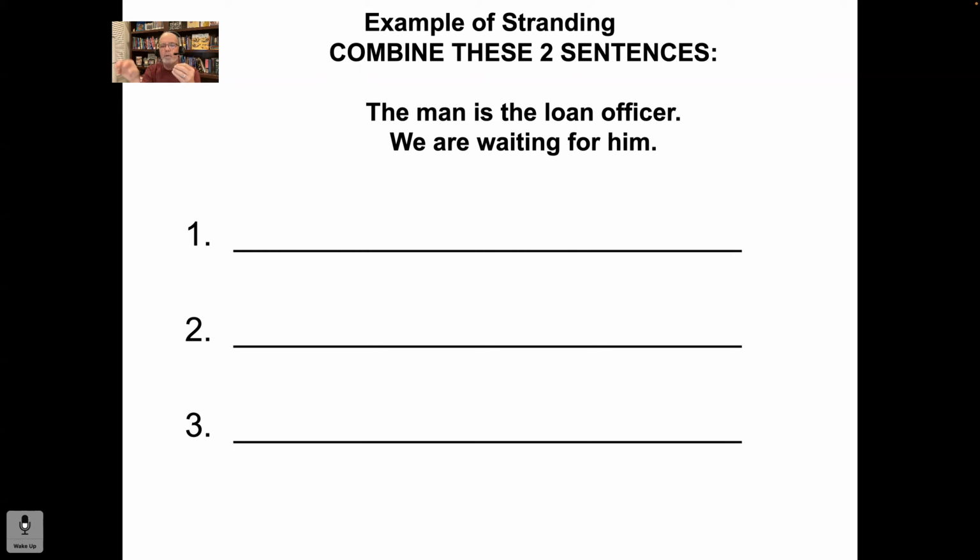Next one, move the for. The man whom we are waiting for is the loan officer. Go down 1. The man who we are waiting for is the loan officer. Next one, change who to that. The man that we are waiting for is the loan officer. And the next one is just drop it completely. The man we are waiting for is the loan officer. That's actually the most common in conversation, to drop it completely.